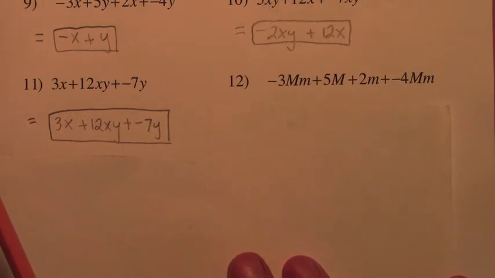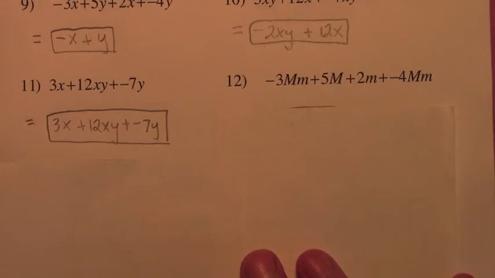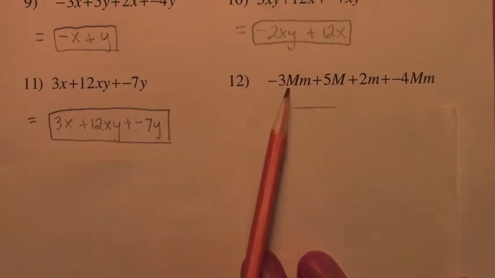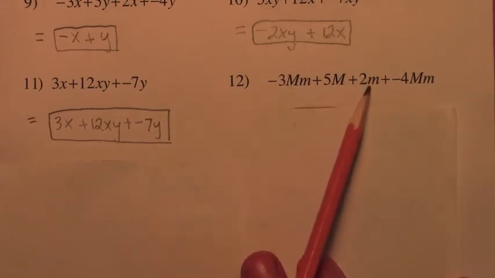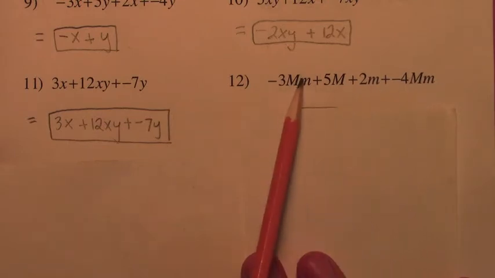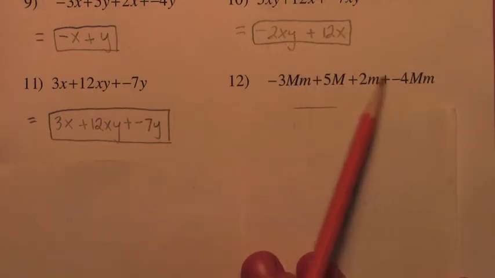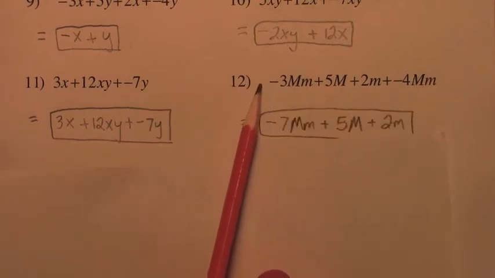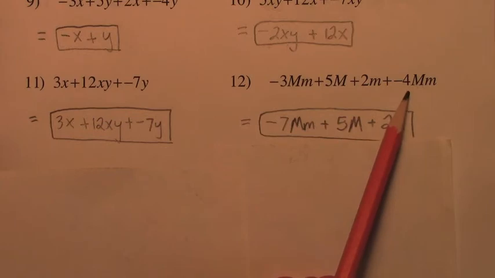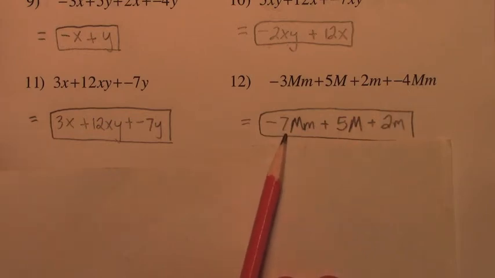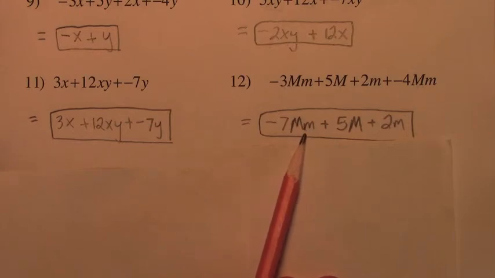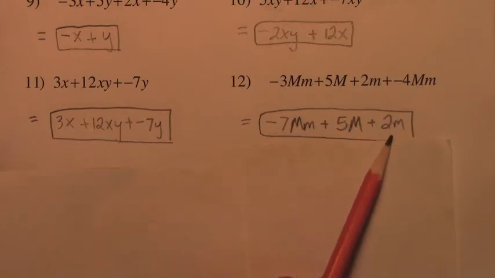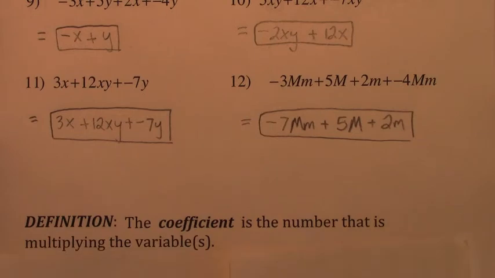How many terms do you see here? 4. Any like terms? Remember, like terms have exactly the same variables. Well, this has a big M and a little m, this has a big M, this has a little m, this has a big M and little m. So these 2 are like terms. The first and the last are like terms. You add them just like integer arithmetic. Negative 3 plus negative 4 is negative 7. So negative 3Mm plus negative 4Mm is negative 7Mm. And then you just have to leave it as plus 5m plus 2m.